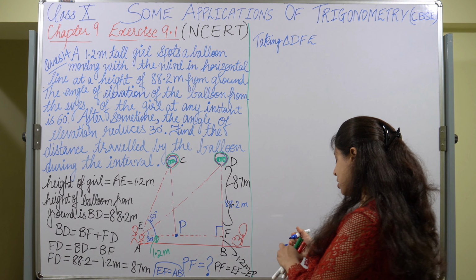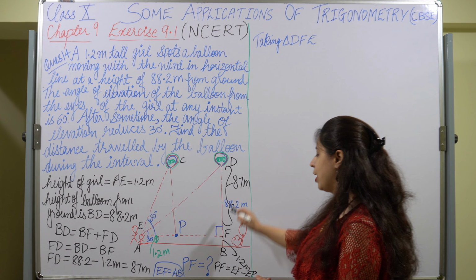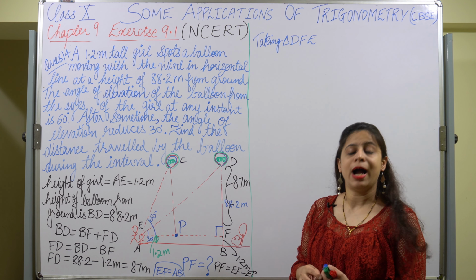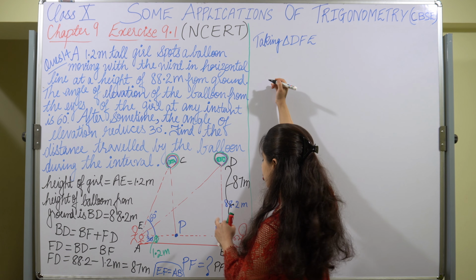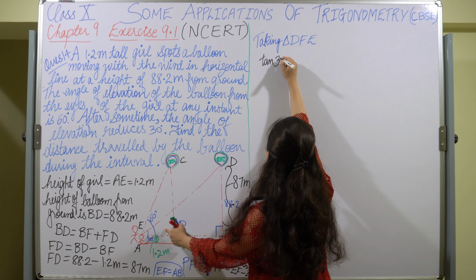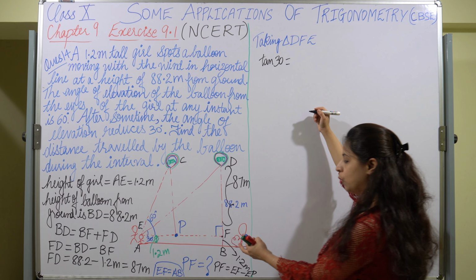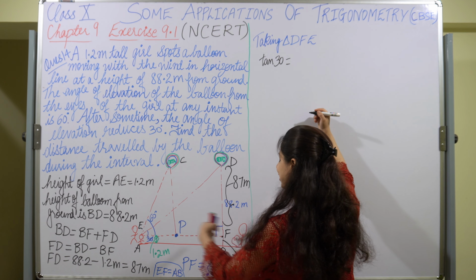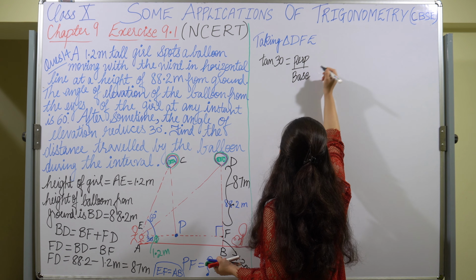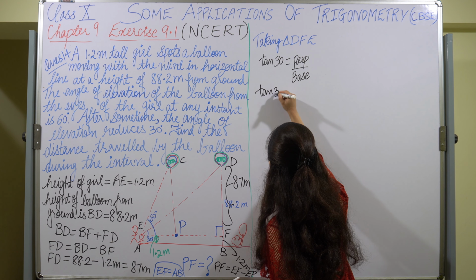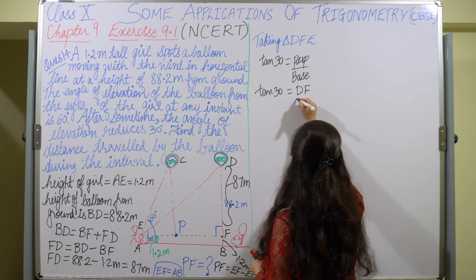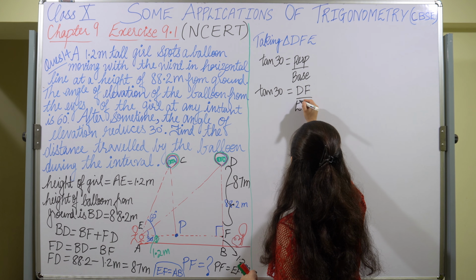Taking the triangle DFE. In the triangle DFE, here is the 90 degrees, so DE forms the hypotenuse. I'll be applying tan 30, that will be equal to DF upon EF, that will be equal to perpendicular upon base. So tan 30 will be equal to perpendicular, which is DF, upon base. Base will be EF.